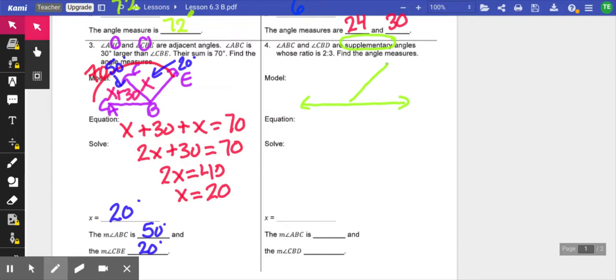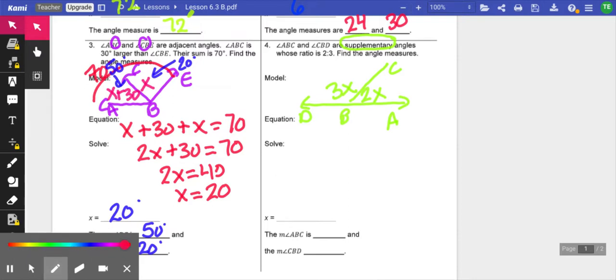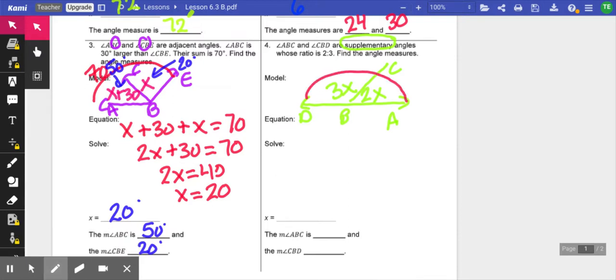Angle ABC and CBD are supplementary, whose ratio is 2 to 3. So remember, that doesn't mean that one angle is 2 degrees and one angle is 3 degrees. That means that one angle is going to be 2x and the other is going to be 3x. And we know that since they're supplementary, they have to add up to 180 degrees. So we build our equation.